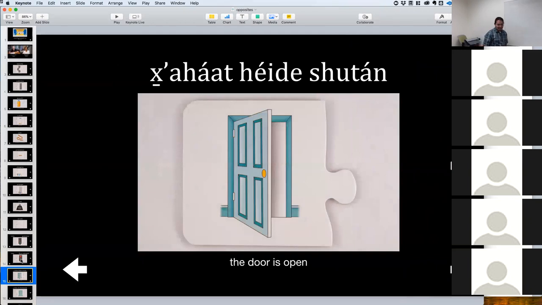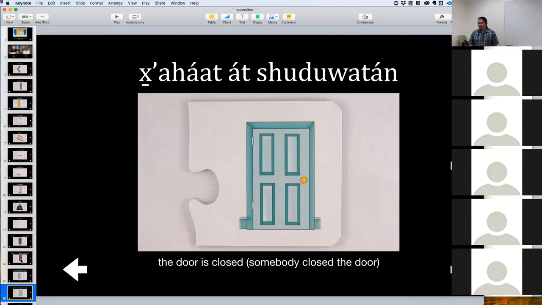A hot heyday shutan. The door is open. A hot atchduwatan.